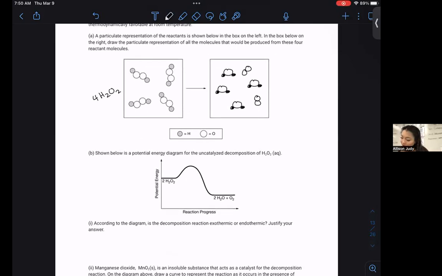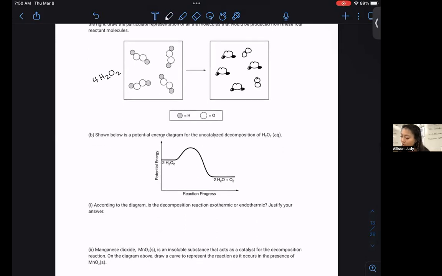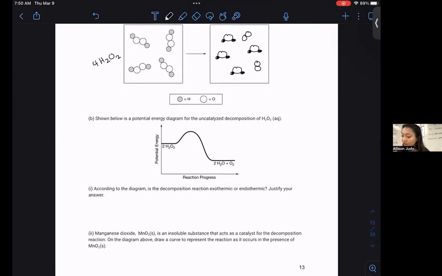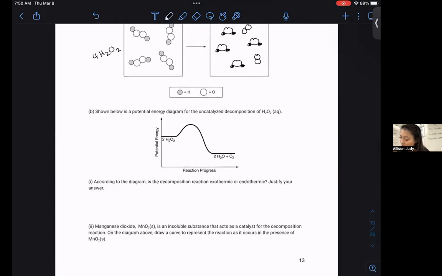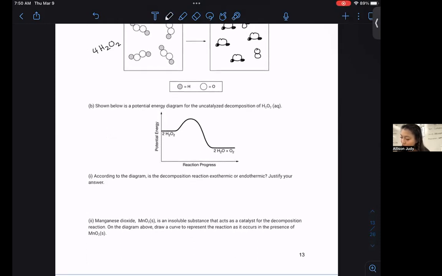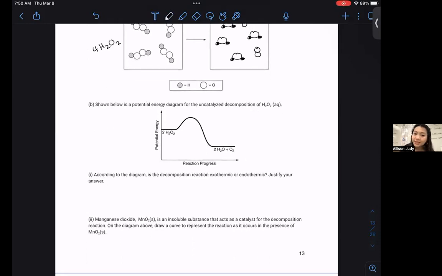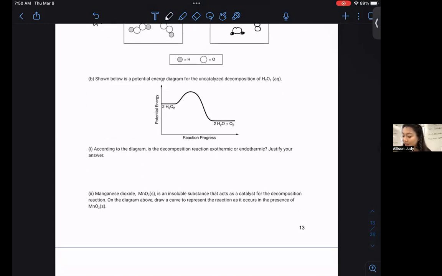And then shown below is a potential energy diagram for an uncatalyzed decomposition of H2O2. According to the diagram, is the decomposition reaction exothermic or endothermic? Justify your answer. This is like a dream long FRQ, guys. This is like a family favorite right here, family friendly.